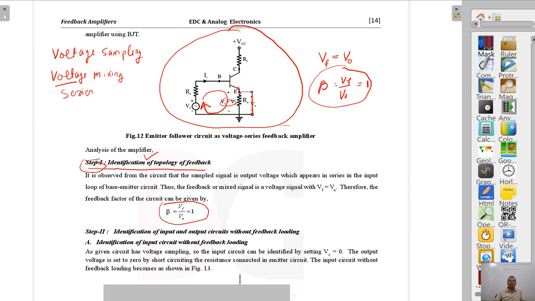Now see the circuit. How to identify the input circuit? The input is this loop. In this loop we have the voltage source Vs, this resistance Rs, and this resistance Re, which is bypassed. Since Re is bypassed, this circuit becomes the input circuit. So in the input circuit we have Vs, the resistance Rs, this part of the BJT, and this resistance is short circuited. Now let us move ahead.